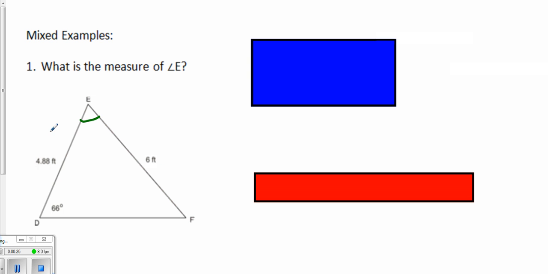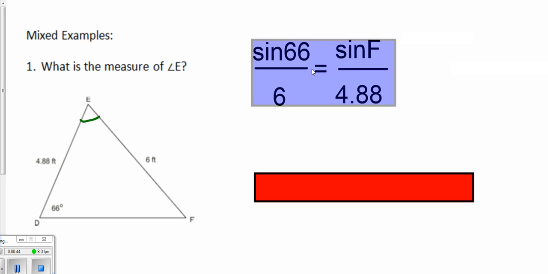So, to do so, because E would match with this side and we don't know that side, instead of trying to find this side, we can try to find this angle F and then just use 180 minus this angle minus this angle. So we're going to use law of sines.